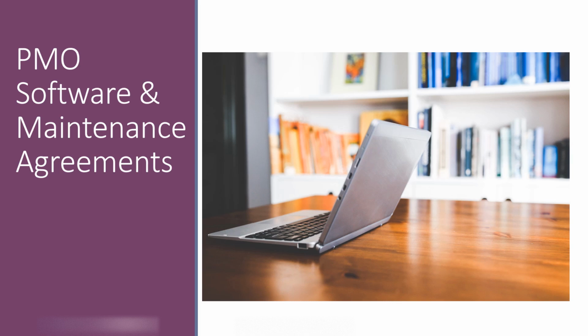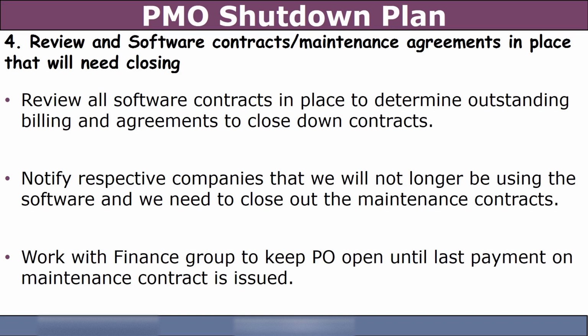And then, as we said, we look at our software and our maintenance agreements, right? We've got a ton of different software that we possibly could have bought, right? So you want to look at all the software contracts. You want to look at what's been billed, how much is in the budget, what's still out there. Reaching out to those companies and say, hey, we're going to close down our maintenance contract. What does that mean? And then getting all that logistics down and then working with your finance group.